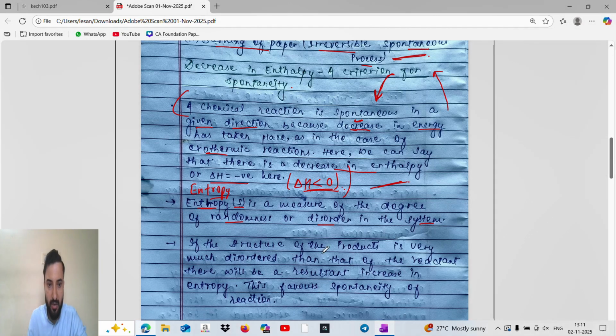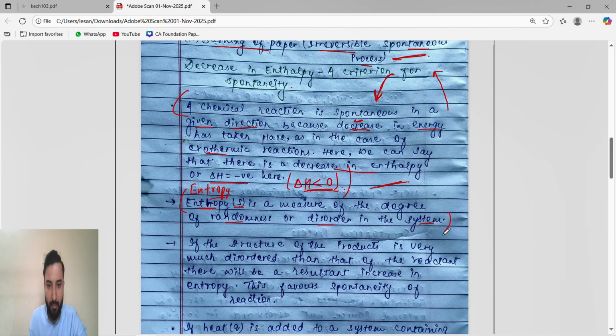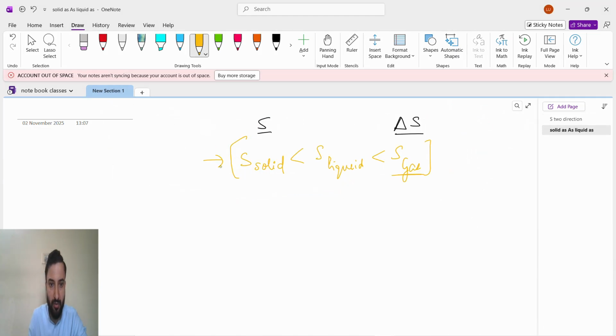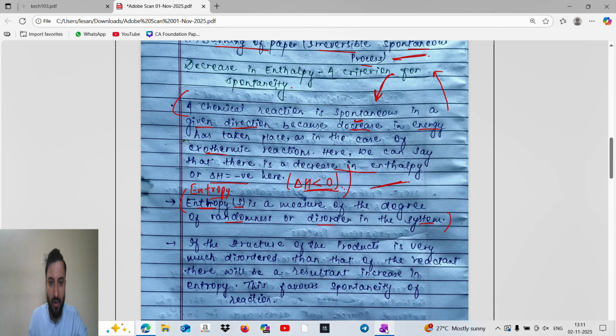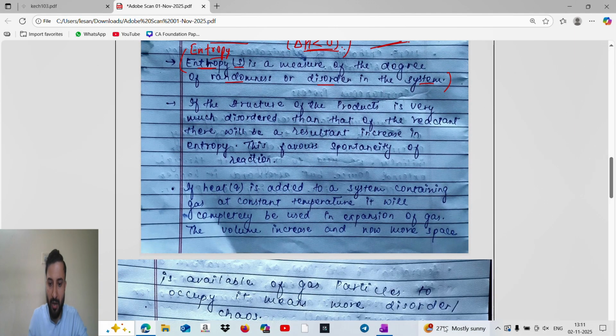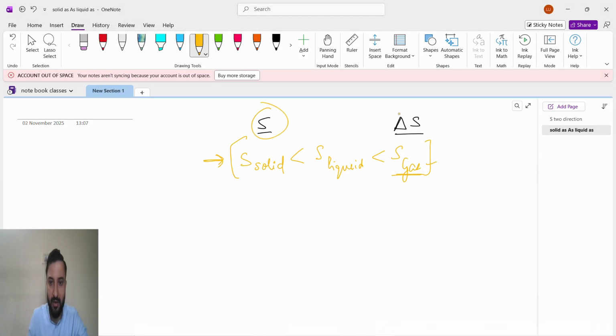After that you have to write the definition of entropy till here. After writing the entropy definition, write down this. So what is entropy for solid? Entropy for gas is very high and entropy of solid is very less. We know gas is like that because in gas the particles are in highly disordered, random motion, so entropy is very high.